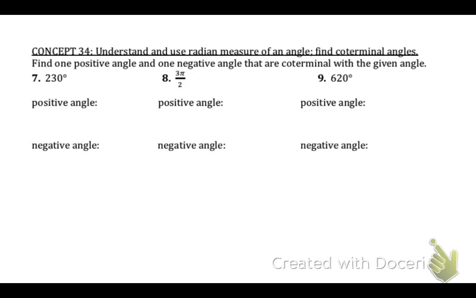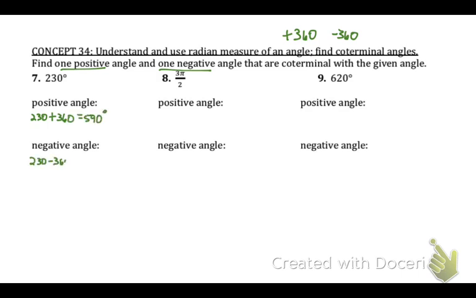So here we need to find coterminal angles. So you'll need to find one positive and one negative angle. A coterminal angle is an angle that begins and ends in the same position as the given angle. So it is one rotation away, or 360 degrees. So that's what you can do to find it. You can add 360 degrees and subtract until you have a positive or negative coterminal angle.